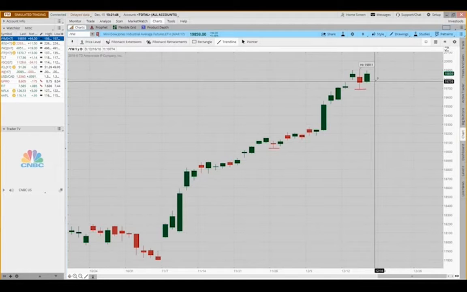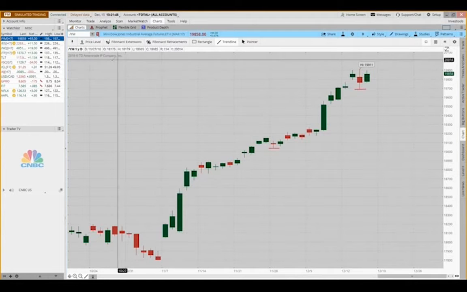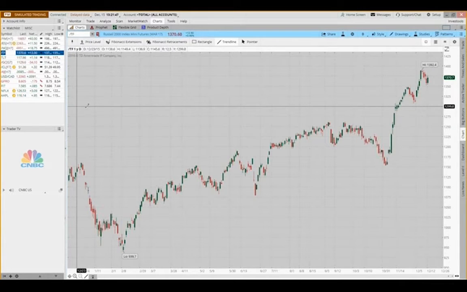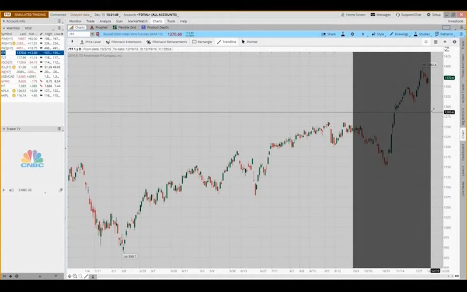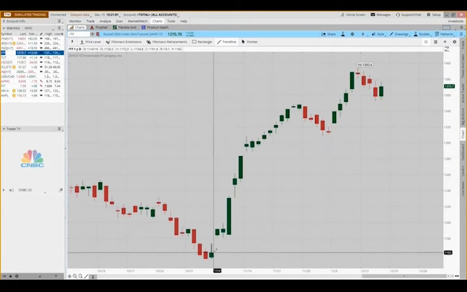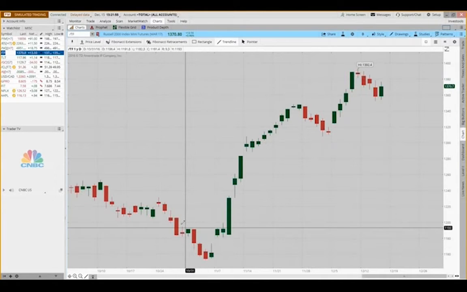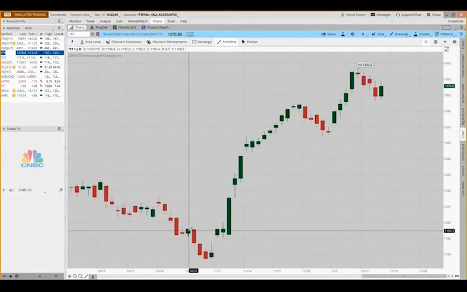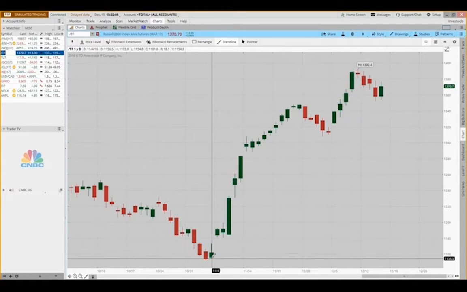So let's look at another one. Let's look at the Russell here recently. Look at this run. Okay, same thing here. You had these lower lows and lower highs in here. Sellers were in control. Buyers were winning the odd battle, but sellers were in control. Suddenly, buyers start stepping up.